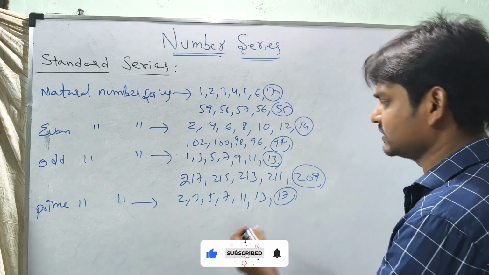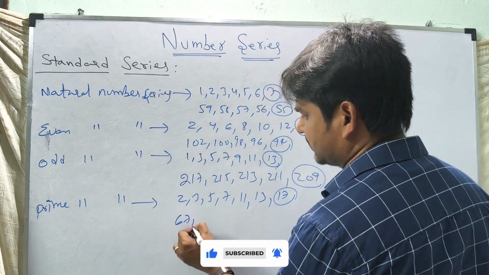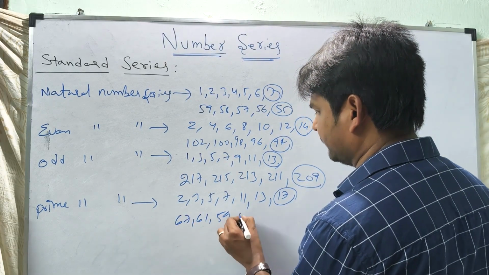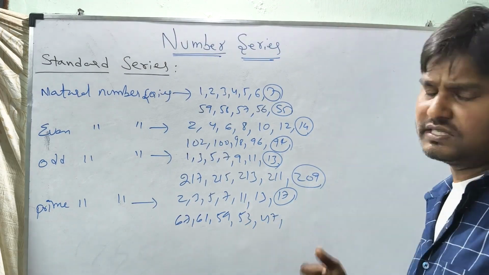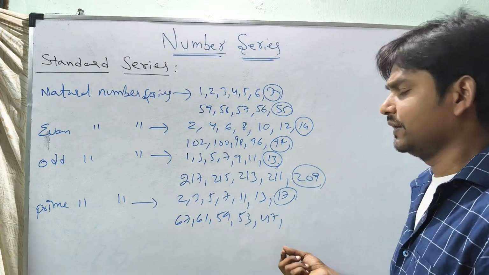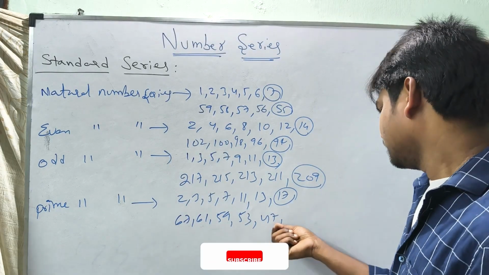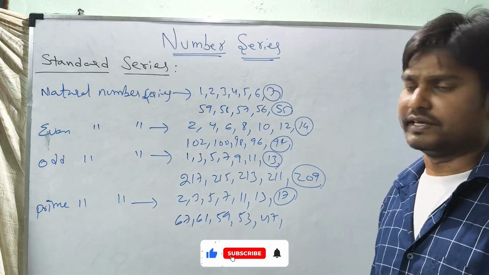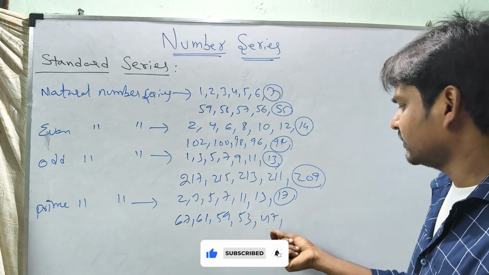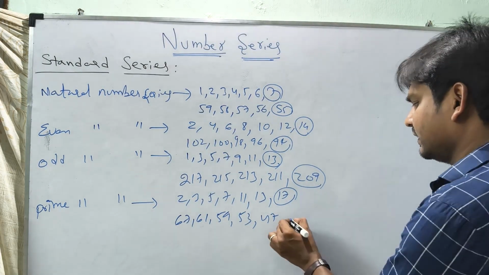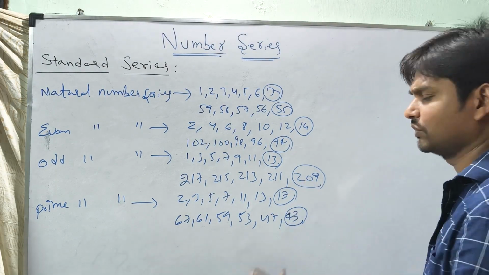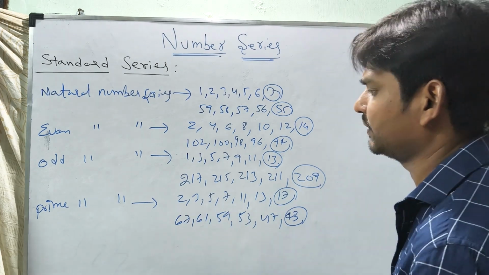So they may give decreasing order also, like this: 67, 61, 59, 53, 47. According to this pattern, we have to write the previous prime number here. What is the previous prime number before 47? Here, 43. So like this you have to memorize. That's what I am telling you.